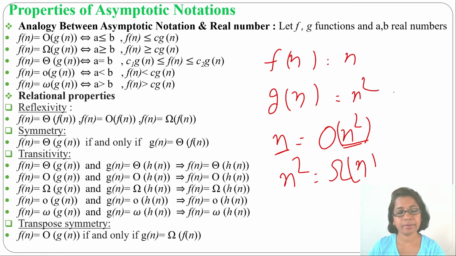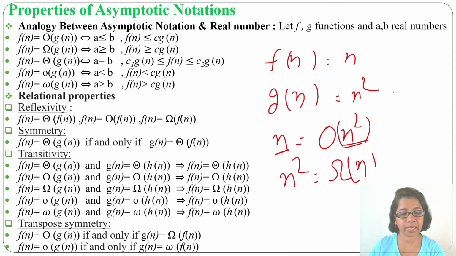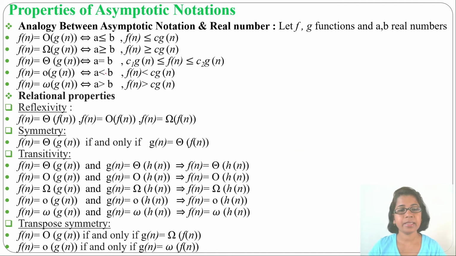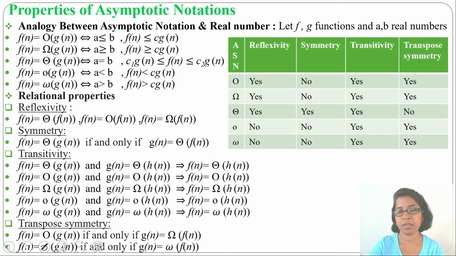This also holds for the little notations: f(n) equals little o of g(n) if and only if g(n) equals little omega of f(n). These are the relational properties of asymptotic notation. Let me summarize all the relational properties with a table. The reflexive property is satisfied by big O, big omega and theta notation, while the symmetry property is satisfied only by theta notation and not by big O, big omega, little o or little omega.